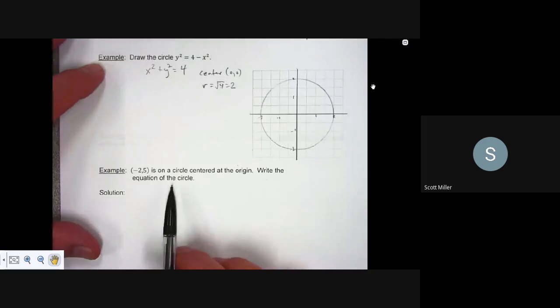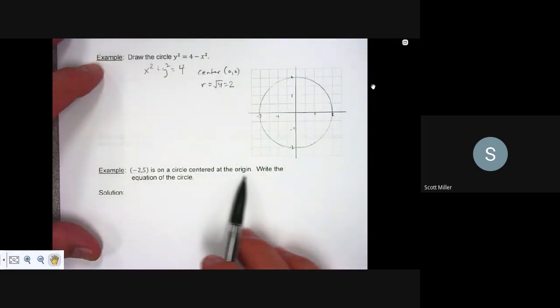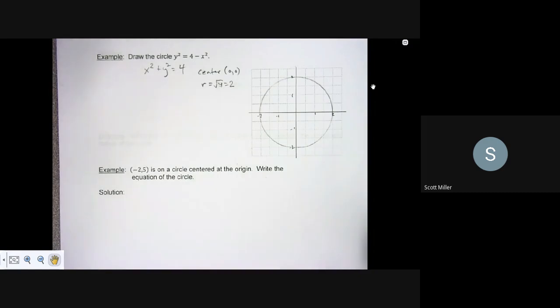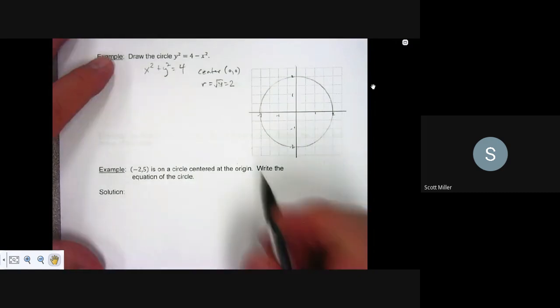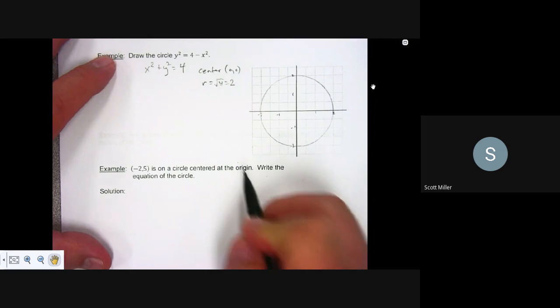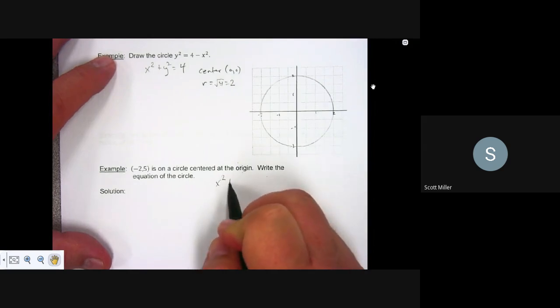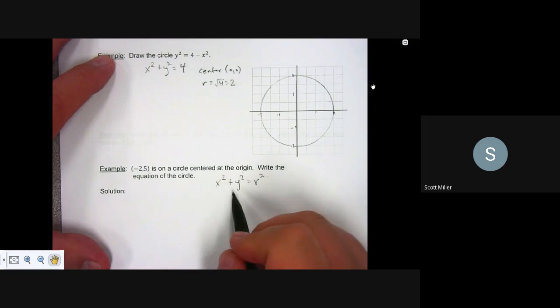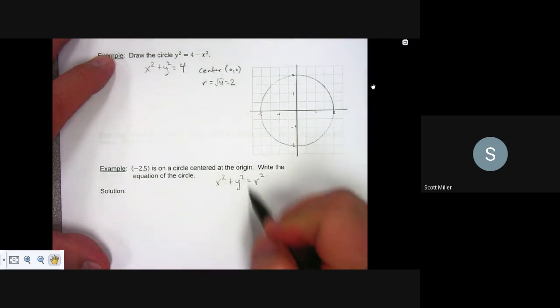Okay. Here's another example. We have this point that's on a circle centered at the origin. Write the equation of the circle. Usually when you do a problem like this, you always want to write down the formula for a circle, especially one centered at the origin, which we know is going to be x squared plus y squared equals r squared. The only thing we need to find is that radius.